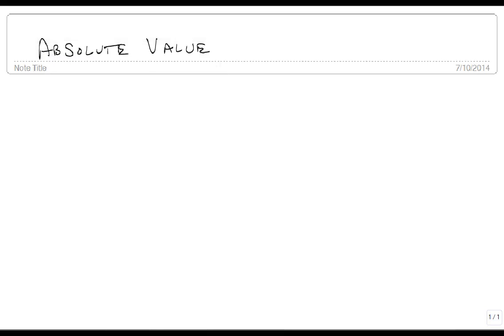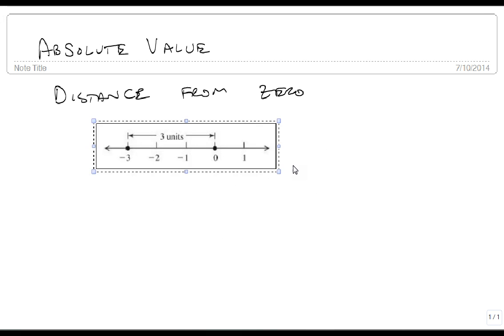We're now going to talk about absolute value. An absolute value is defined as the distance from zero. How far away is a number from zero? And distance is always positive, so that's an important aspect of this. So let's look here at an example.